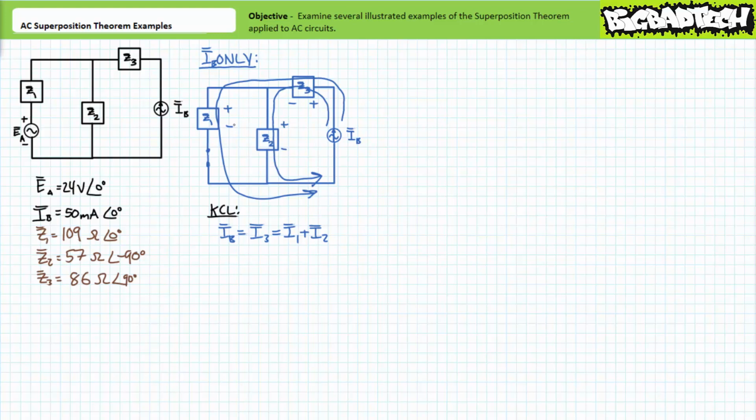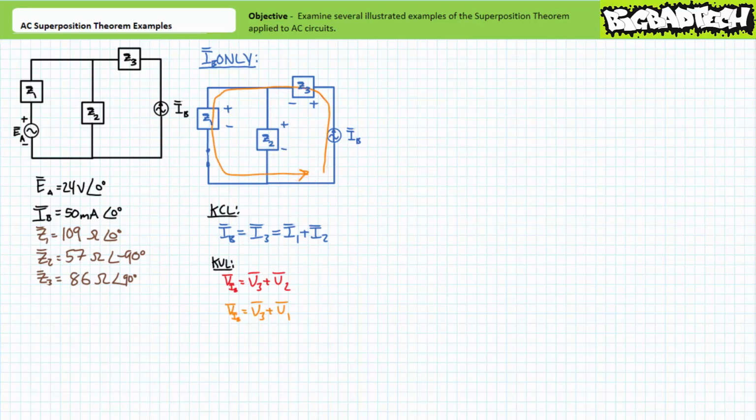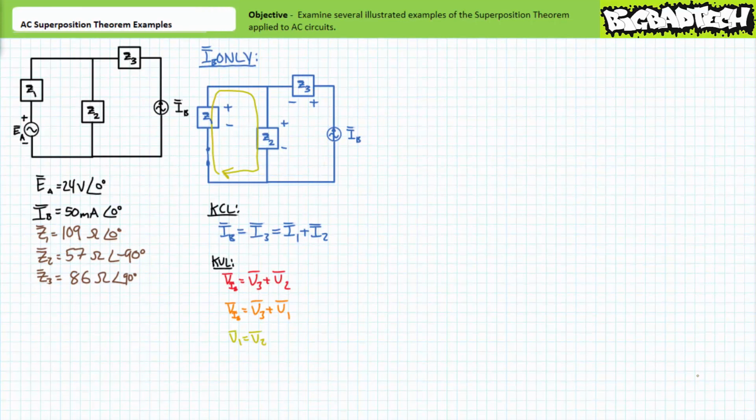Given the assumed direction of current travel, voltage polarity would be as indicated. A Kirchhoff's voltage law analysis of this first loop in red indicates the voltage across current source IB equals V3 plus V2. A second loop in orange indicates the voltage across current source IB equals V3 plus V1. Finally, a third loop in yellow indicates V1 equals V2.